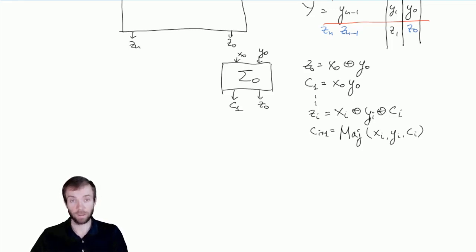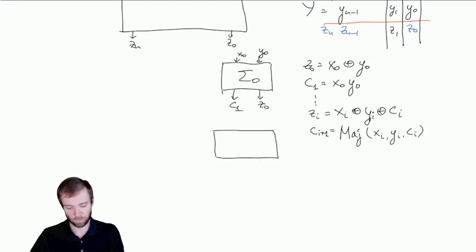And now we can use these formulas to build a circuit which would look like this. So it has 3 inputs: yi, xi, and ci, and it computes 2 outputs. It computes zi and ci plus 1. So this circuit can be called sigma i.